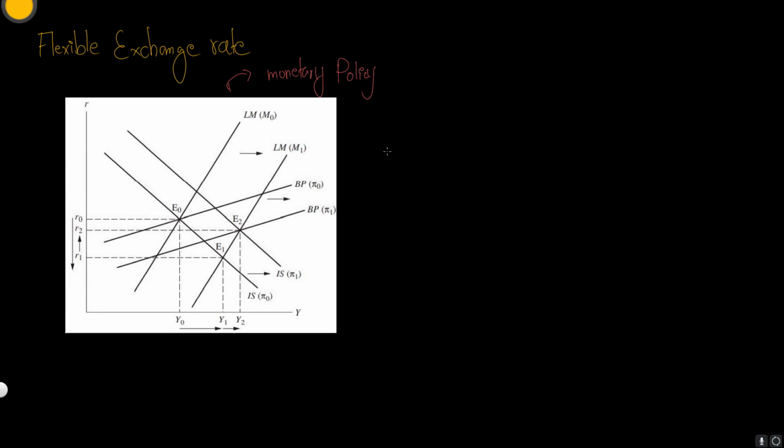In the previous video, we looked at how government policies can affect output in the economy, given that we have a different balance of payment line, given that we have an elastic or inelastic balance of payment line, given that we have imperfect capital mobility in the market.